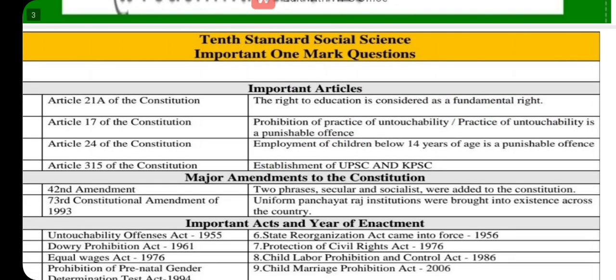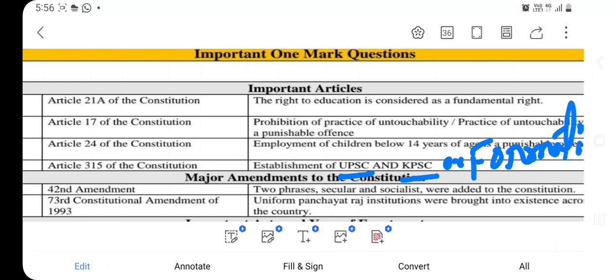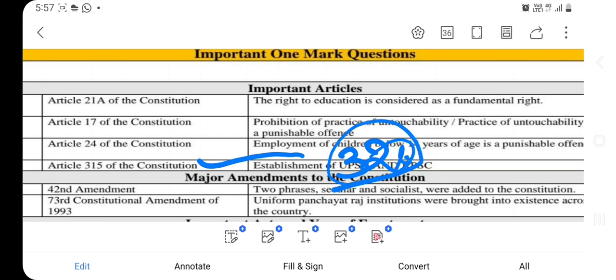Now, Article 315 of the Constitution: establishment of the UPSC and KPSC, the Union Public Service Commission and the Karnataka Public Service Commission. The article talks about the establishment, the formation. Next, Article 320 gives details about the functions of the UPSC and KPSC.